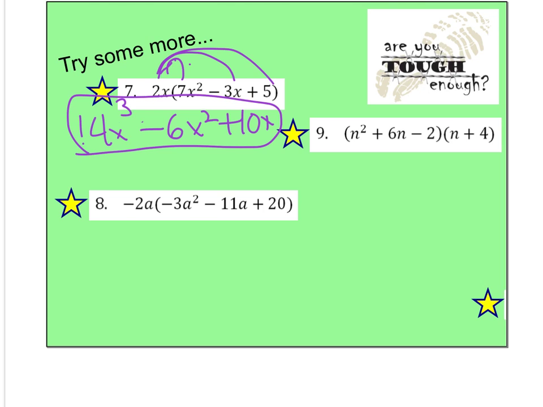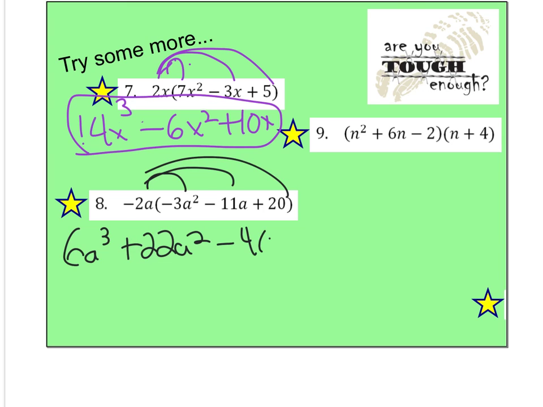So distribute and then see if you can simplify. So here, distribute, distribute, distribute. So that'll be 6a to the third plus 22a squared minus 40a. There's my answer right there.